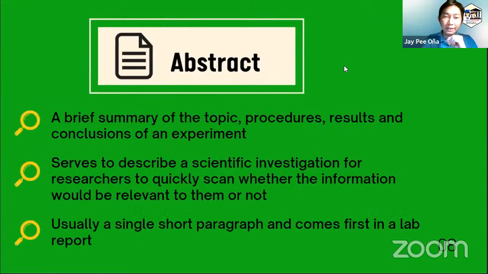Now, the abstract is perhaps for high school laboratory reports, this is probably not a requirement, or you can skip this step. But if we're going to do like a mini thesis in high school or a basic scientific paper, you might want to include an abstract, which is a brief summary of the topic, the procedure, the most crucial results, and the main conclusions of an experiment.